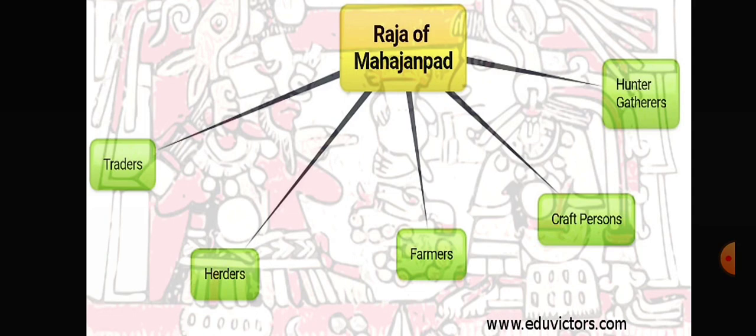Traders were also made to pay tax on the goods they sold, and hunters and gatherers also had to give to the Raja what they got from the forest. In this way, the kings had a variety of goods with them, which they obtained as taxes. During that period, the use of coins had just begun. Some of the taxes were probably in the form of coins.